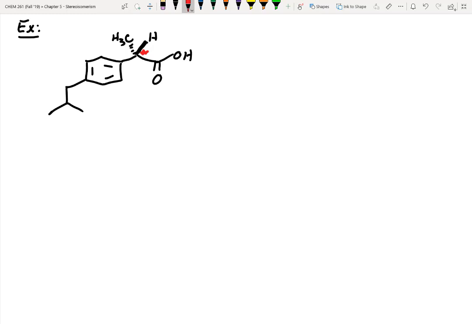I guess before we assign R and S, let's maybe work through priorities as a class, because this one gets a little trickier. All right, so if we look at the first attached atom coming off of this stereocenter, I'm going to put dots right here, here, and here. You see how we've got a three-way carbon tie? First attached atom off of each of those substituents is a carbon. What do we do in a tiebreaker situation?